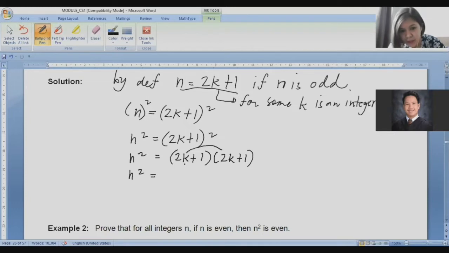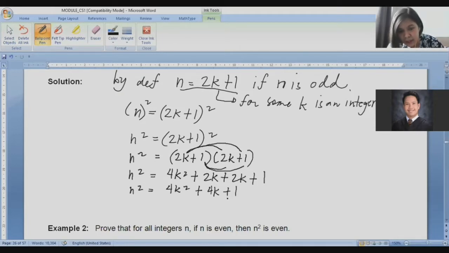First term times first term, 2k times 2k, 4k squared. And then FOIL, FO, outer terms, the two at the ends. So, 2k times 1, 2k. And then FOI, inner terms, the two in the middle. So, 1 times 2k, 2k, and then last terms, the two second terms. So, 1 times 1 is 1. And then n squared is equal to, combine similar terms. So, 4k squared, you can add 2k plus 2k, that is 4k.